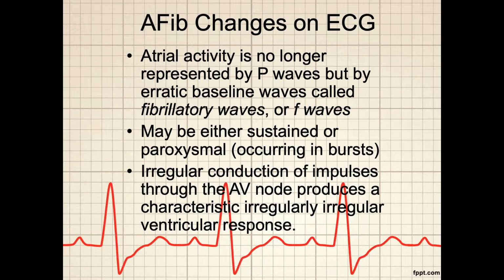Atrial fibrillation may be either sustained or paroxysmal, that is, occurring in bursts. Irregular conduction of impulses through the AV node produces a characteristic irregular ventricular response.